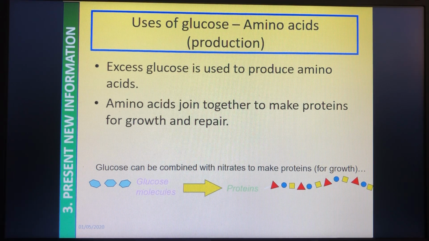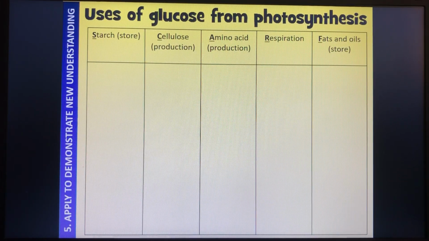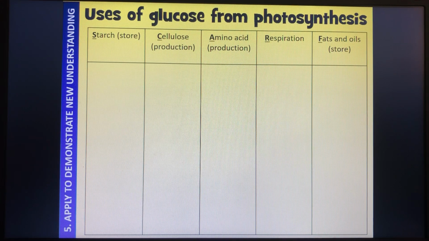And if you need any extra time, then pause now. Okay, now what we would normally do in class is I've got this summary table. I'll leave it on here for a minute. It might be something you want to complete. Equally, you don't have to, because we have got all of the notes in our book, so it's like a consolidation activity. You can see we've got SCARF spelt at the top there, uses of glucose from photosynthesis: starch, cellulose, amino acids, respiration, fats and oils. If you need extra time, then pause now.